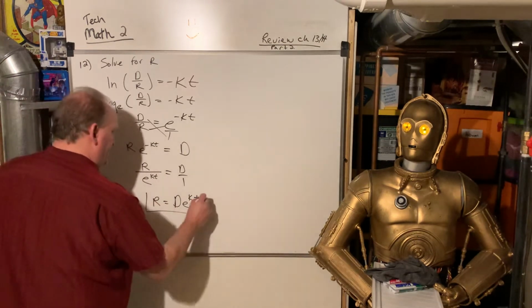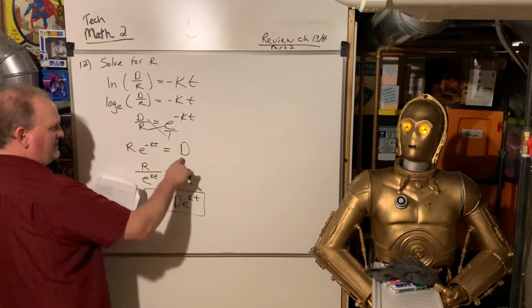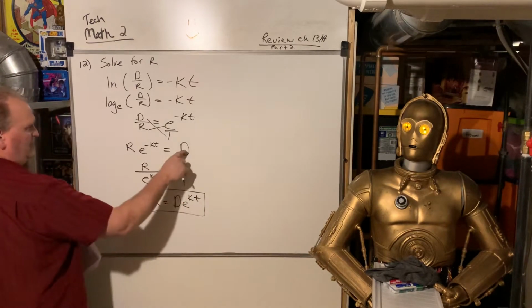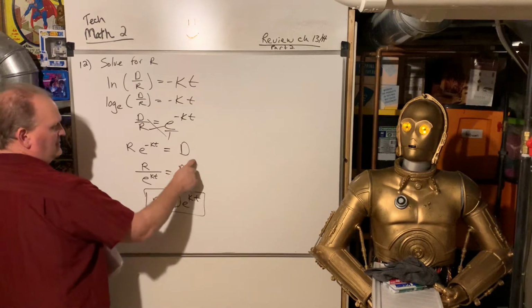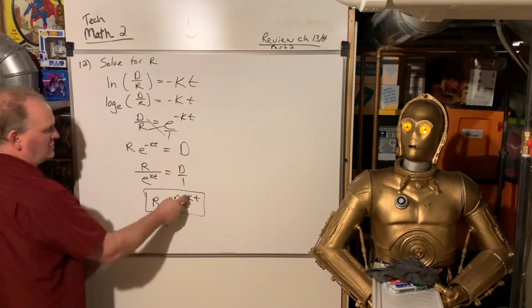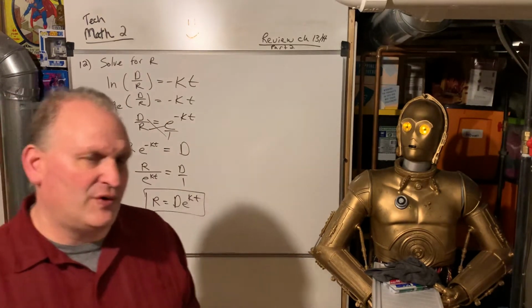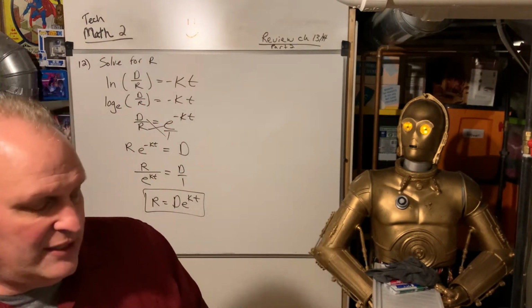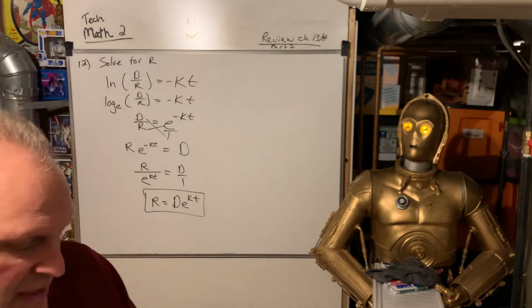If you would have divided both sides and left a negative kt there, I would still give you full credit. If you said d over e to the negative kt, like right here, instead of moving it up. You really should move it up, but unless they specifically say no negative exponents, you're still in the clear. So mathematically, they are the same thing. So I would still give you full credit if you left it that way.